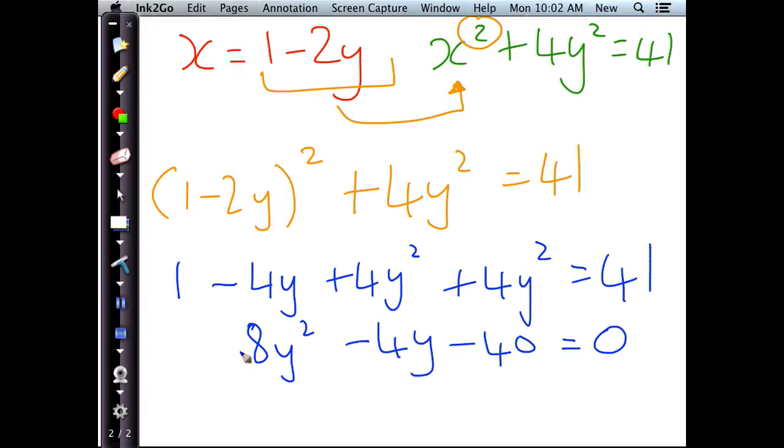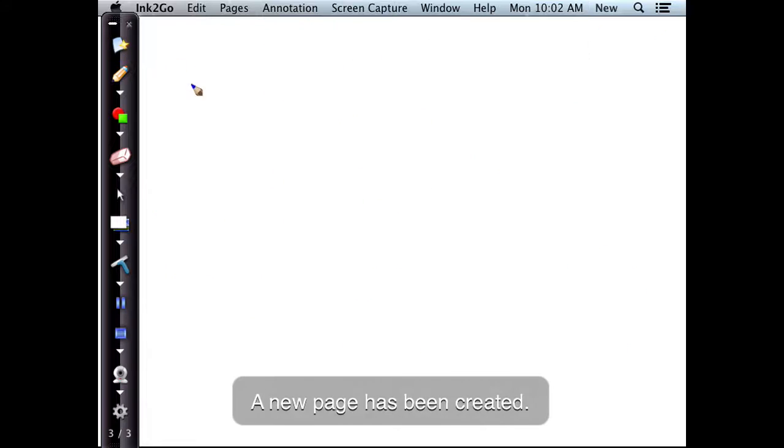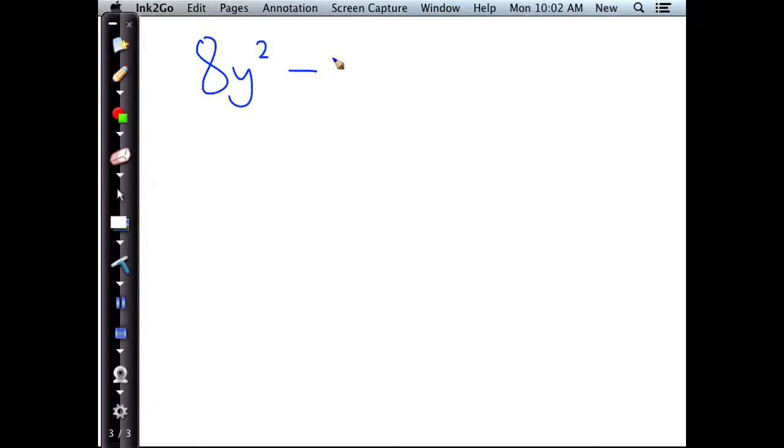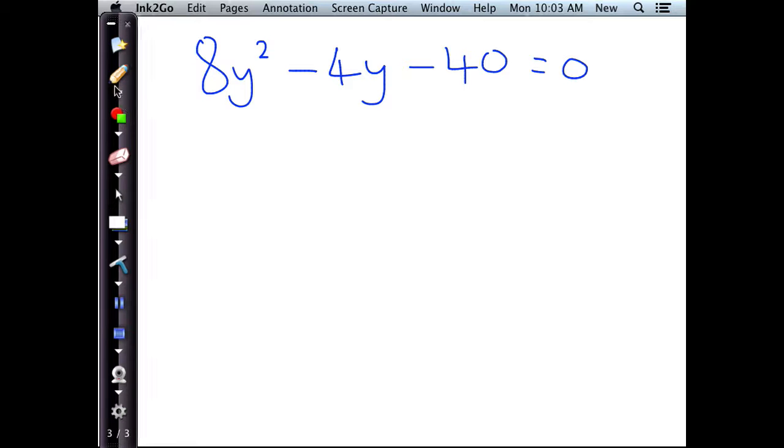Okay, so from this point on, remember it's a trinomial, a quadratic equation that we need to solve using either factorization or the quadratic formula. So we had 8y squared minus 4y minus 40 equals 0. There's a common factor there, so I'm just going to divide everything by 4, which gives me 2y squared minus y minus 10 is equal to 0.